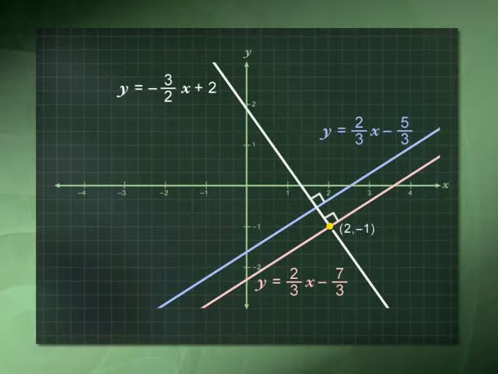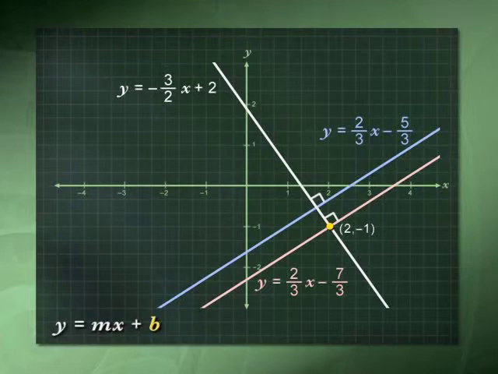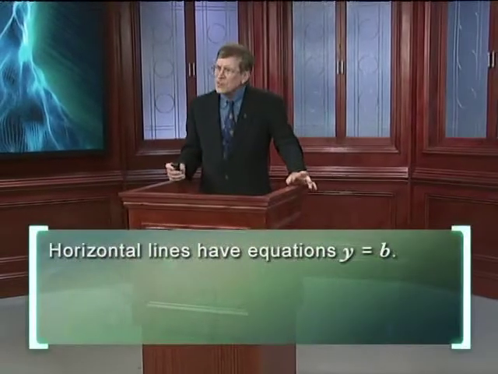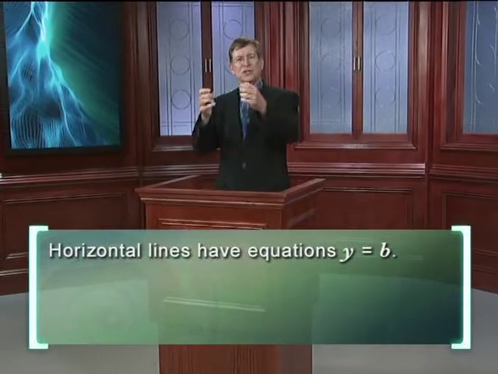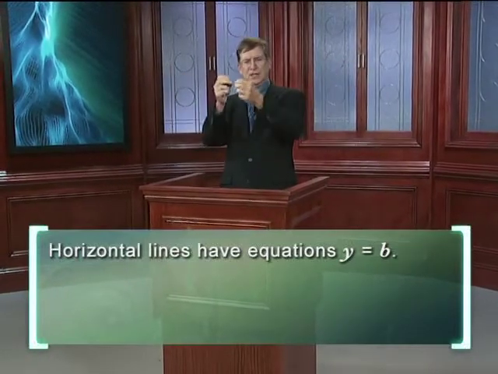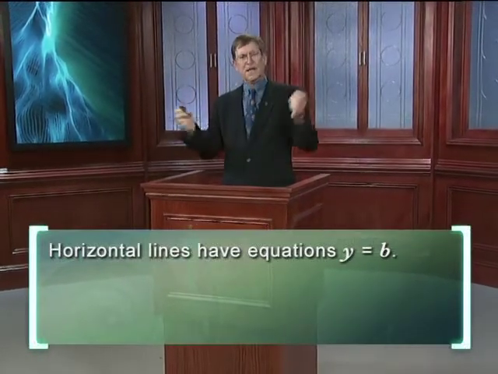So let me draw some conclusions about straight lines. The slope-intercept form of a line is y equals mx plus b. m is the slope here, and b is the y-intercept. Horizontal lines have equations y equal to a constant, like y equals b.